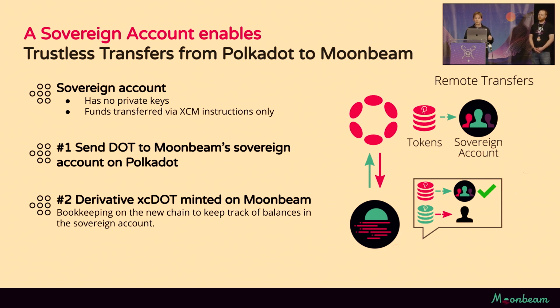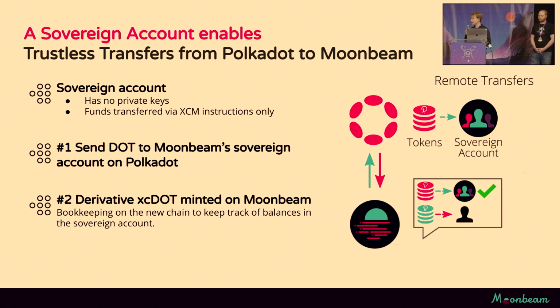And so as an example use case, let's say we want to send DOT from the Polkadot relay chain to Moonbeam. We would first send that DOT to Moonbeam's sovereign account on Polkadot, and then shortly thereafter, a derivative XC-DOT asset would be minted on Moonbeam. And there would be some bookkeeping on the Moonbeam chain to keep track of this balance in the sovereign account.